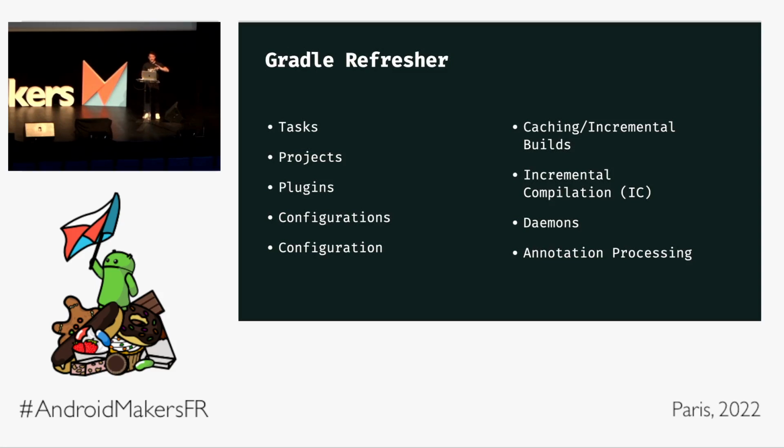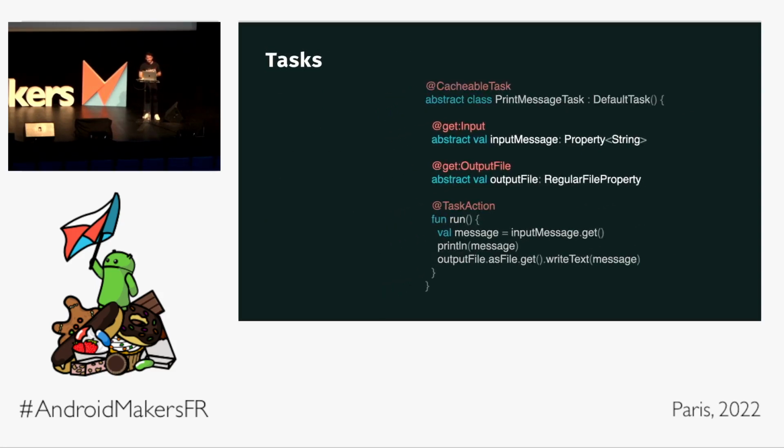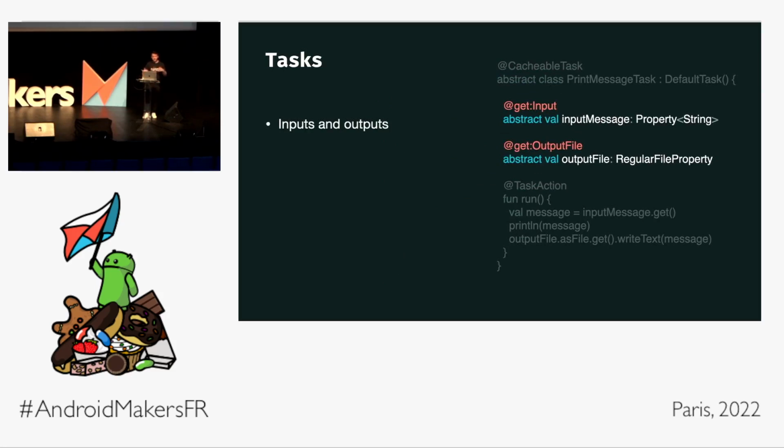So let's start with tasks. Tasks are the smallest unit of work in Gradle. This is a simple task that basically takes an input message, prints it out, writes it to an output file. Tasks work with inputs and outputs. They can have multiple different types, so inputs can be different primitive types, they can be files, lists, maps, what have you. Tasks will usually use files to communicate information to each other across tasks. And these inputs and outputs are also chainable between tasks, and this is what ends up determining, say, parallelization.